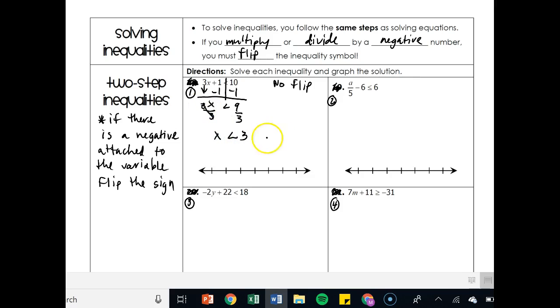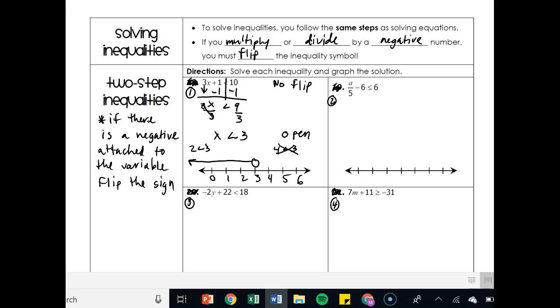So ask yourself, is this an open or closed circle? It's an open circle, and it's on 3. So 0, 1, 2, 3, 4, 5, 6. Here's 3, open circle. Now you ask yourself, is 2 less than 3, or is 4 less than 3? And the answer is 2 is less than 3, so that one's in, and that means that all of these are your solutions, 2, 1, 0, all the way to negative infinity.